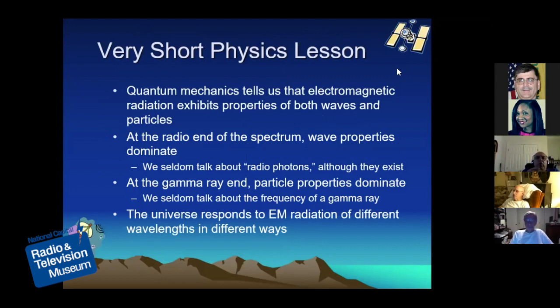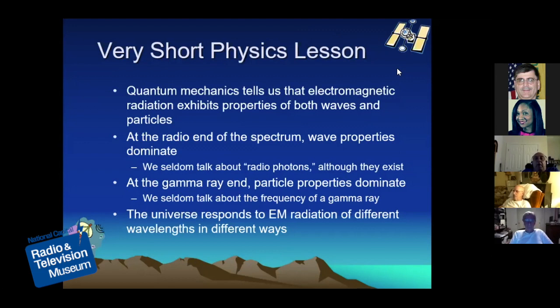Okay? At the radio end of the spectrum, wave properties dominate. And of course, we're all used to dealing with radio as radio waves. We don't talk about radio photons, although they do exist. They're very low energy photons, but they do exist. At the gamma ray end, particle properties dominate. Gamma rays look more like little bullets.